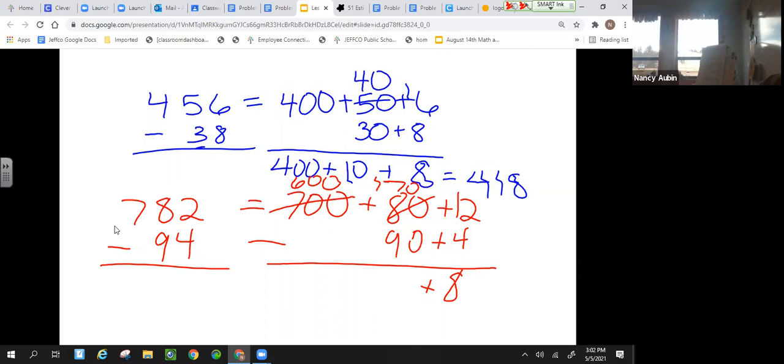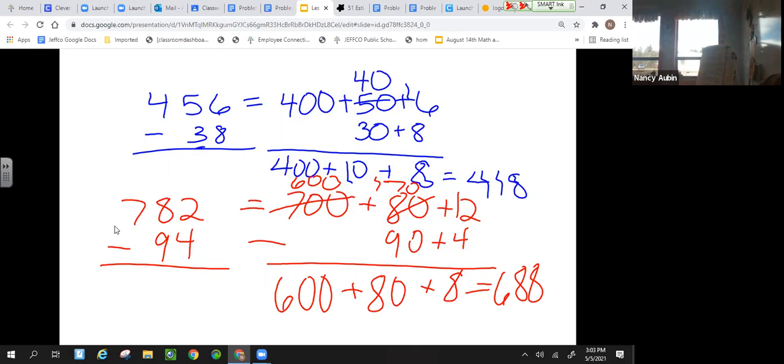Nine in your head, let's count up. 10, 11, 12, 13, 14, 15, 16, 17. What do you get? 8 plus that 0. And then 600 minus nothing, Paxton? Is 600. Add it all up. What do you get? 688.